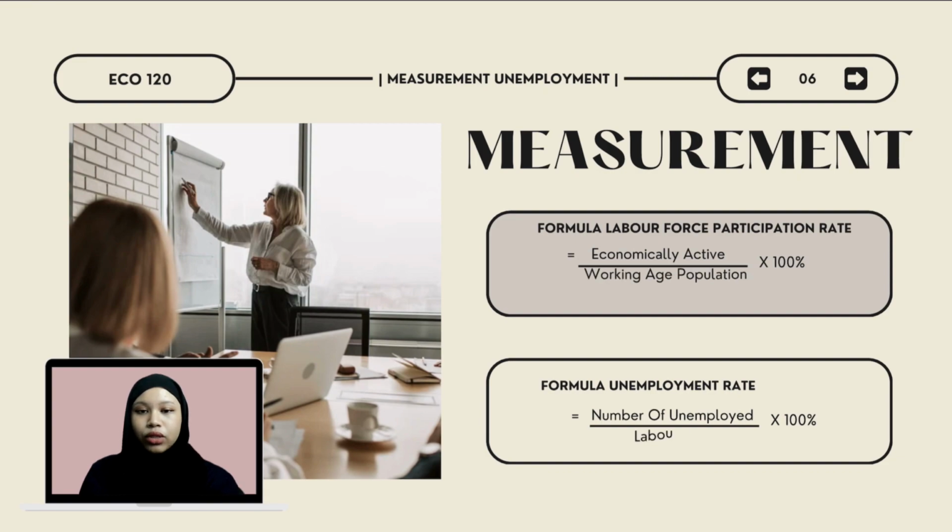There are two formulas to measure the unemployment rate. First, we need to find the labor force participation rate, and the formula given is economically active divided by the working age population. Then, to find the unemployment rate, we need to divide the number of unemployed by the labor force participation rate.